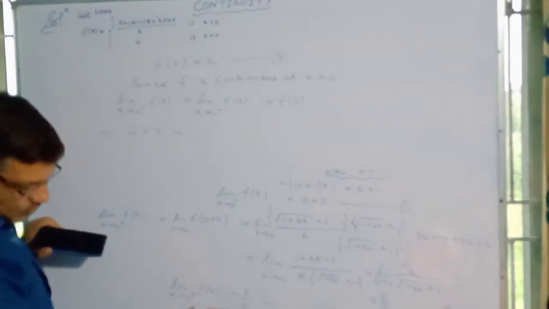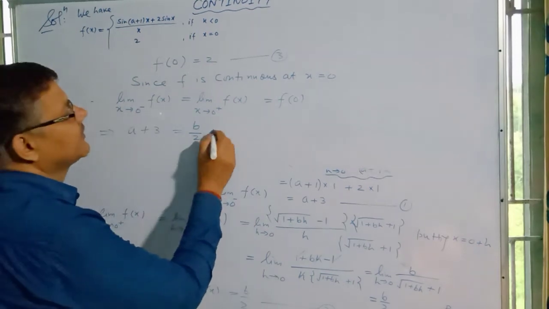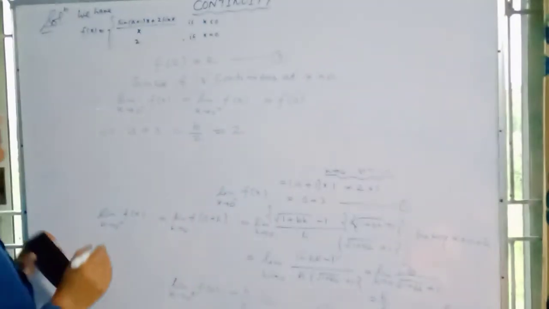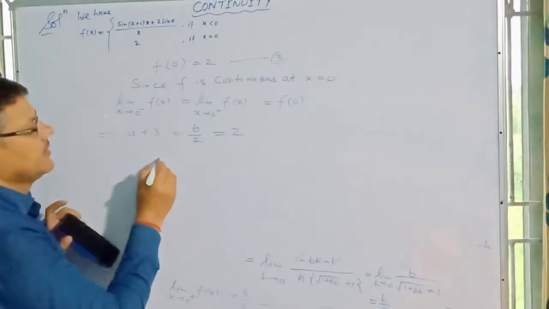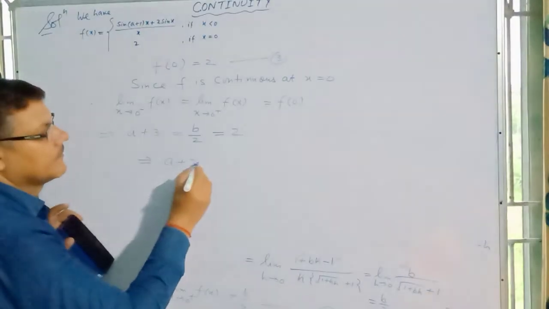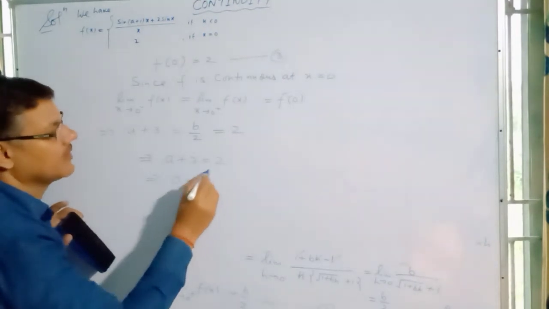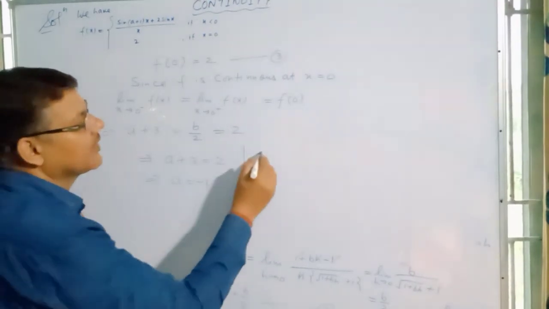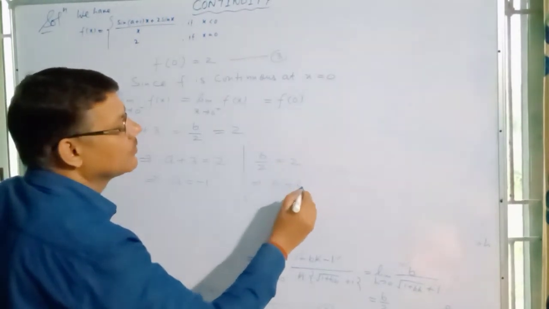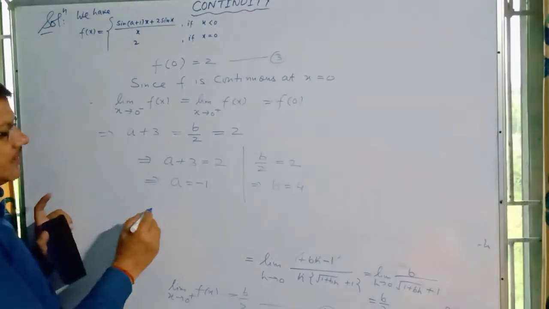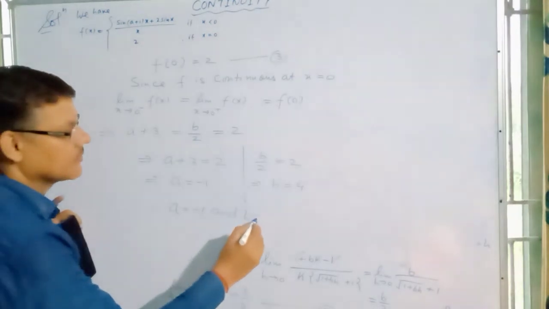By equation number 2, its value is b by 2. By equation number 3, its value is 2. So from here we get, when we use a plus 3 equal to 2, it implies a equal to 2 minus 3, that is minus 1. At the same time, we may take b by 2 equal to 2, it implies b equal to 4. Therefore, a is equal to minus 1 and b is equal to 4.